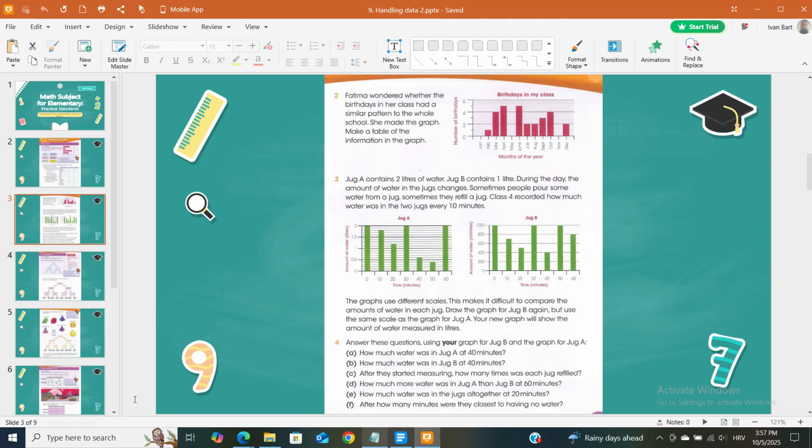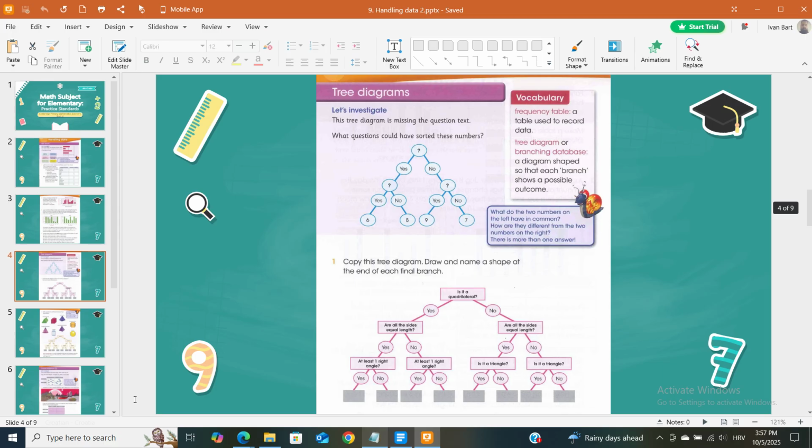Tree diagrams. Let's investigate. This tree diagram is missing the question text. What questions could have sorted these numbers? Question mark. Yes. No. Question mark. Yes. No. Yes. No.